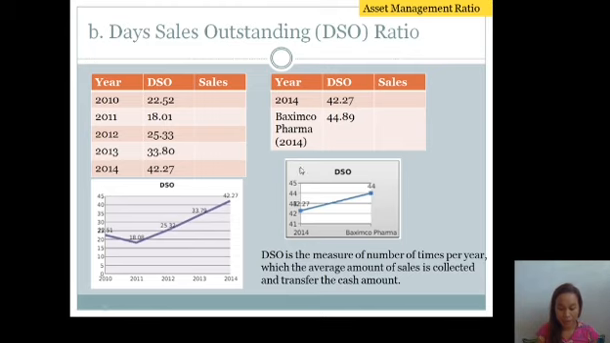Again, compared to Baximco Pharma, which is 44.89 days, Linde's 42.27 is not poor. So we conclude that the firm should be more serious in collections of receivables. But the DSO is good compared to Baximco. So for this increased DSO, the reason might be that the company is focusing more on their sales or clients, and it's not high compared to the other companies.